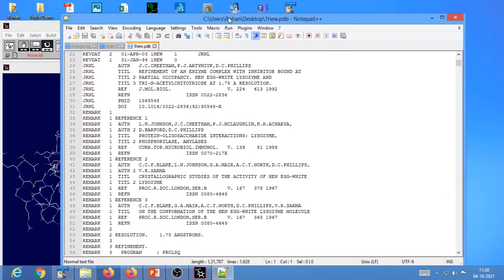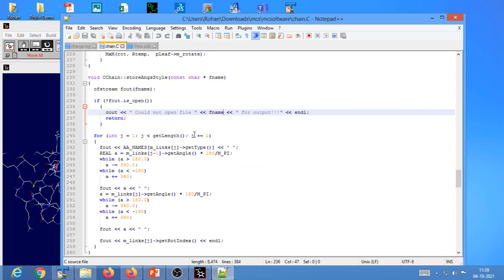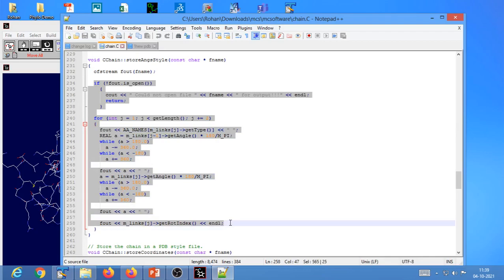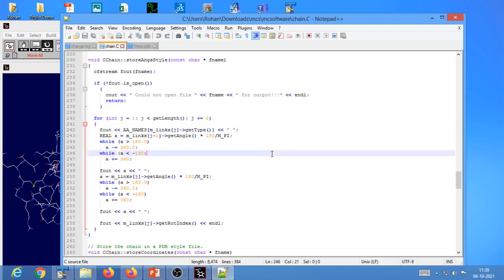Programming people like bioinformaticians or software engineers use these advanced text editors like Notepad or TextPad to write computer programs, the codes of their computer programs. I was writing some codes. This is how codes of your computer program are written.